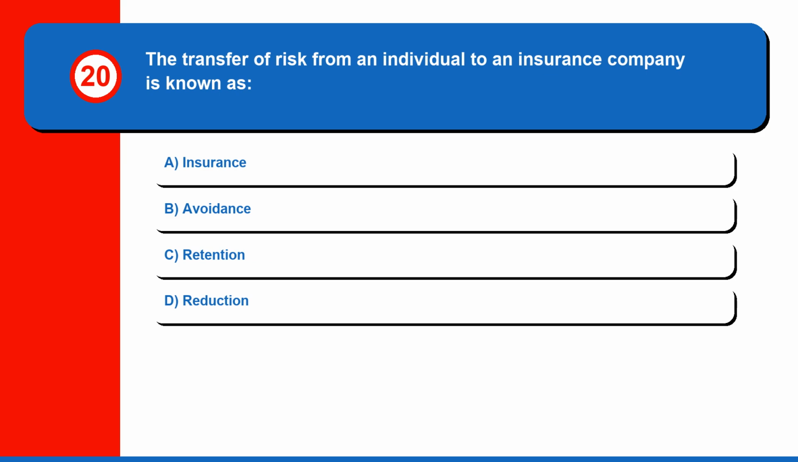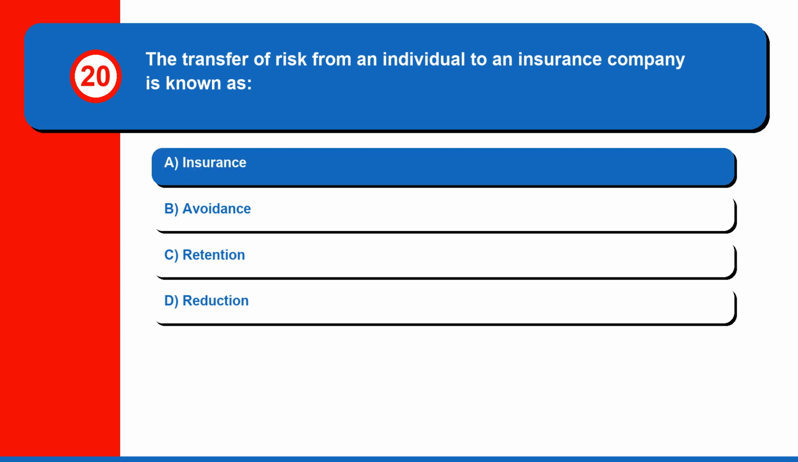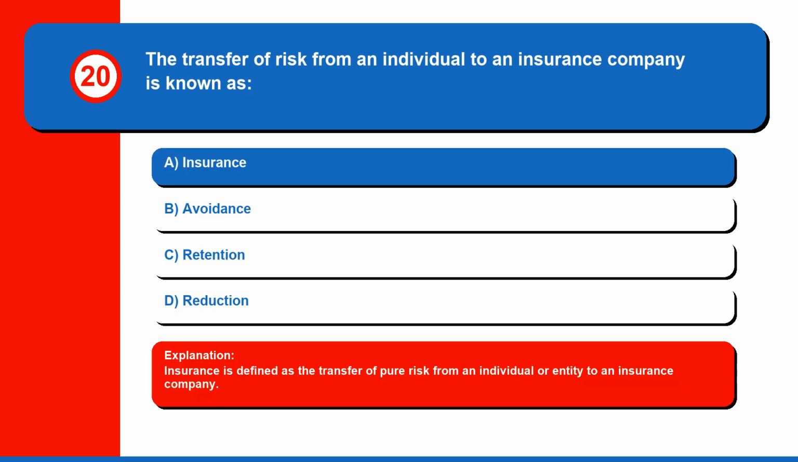Question 20. The transfer of risk from an individual to an insurance company is known as A. Insurance, B. Avoidance, C. Retention, or D. Reduction. The correct answer is A. Insurance. Insurance is defined as the transfer of pure risk from an individual or entity to an insurance company.